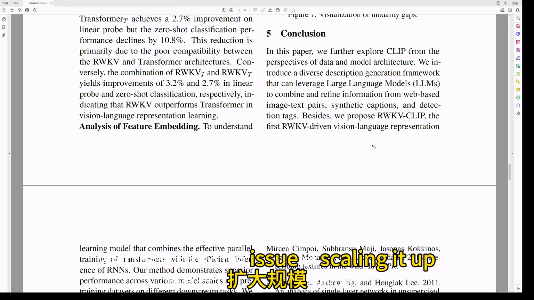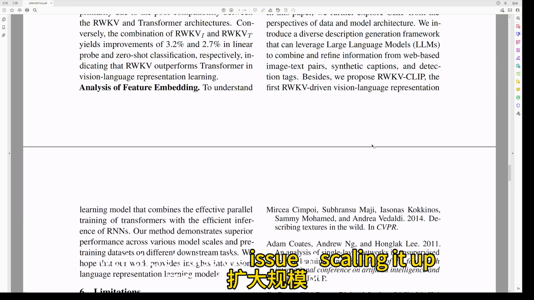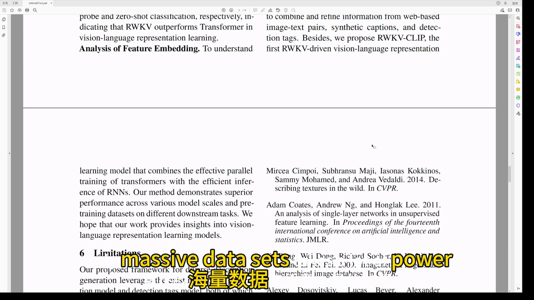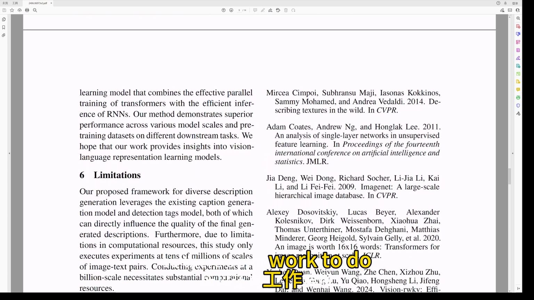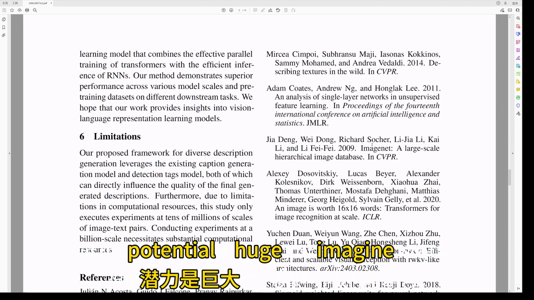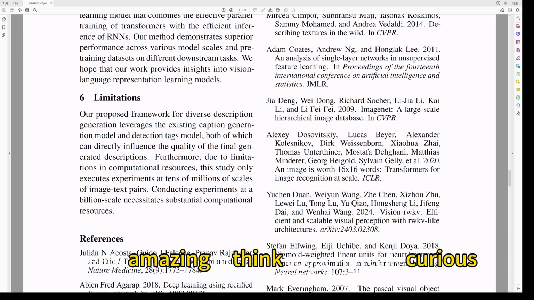And anything else? Well, there's also the issue of scaling it up. Training on truly massive datasets takes a lot of power, even with all of RWKV's efficiency. So there's still work to do. Definitely. But the potential is huge. Just imagine what we could... It's really amazing to think about.